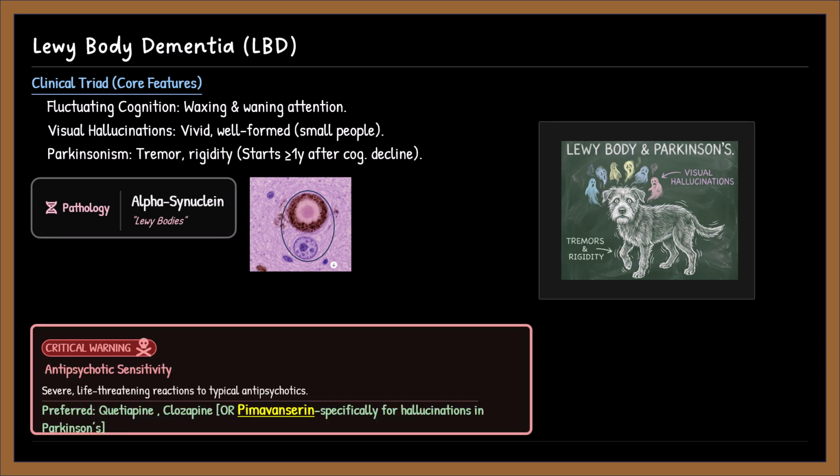You also need to know that these patients have antipsychotic sensitivity. They can have severe life-threatening reactions to typical antipsychotics like Haldol. So if you must give them an antipsychotic, you could give them quetiapine or clozapine that are less likely to cause Parkinsonism symptoms. Or, and this will show up on ABPN and PRITE, pimavanserin is specifically for hallucinations in Parkinson's. So if that is an answer choice, click on that.